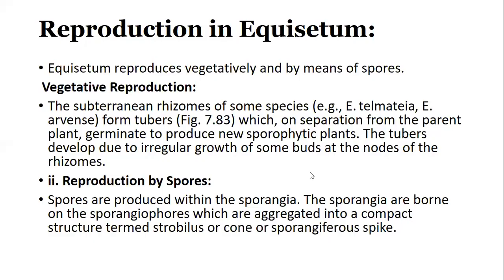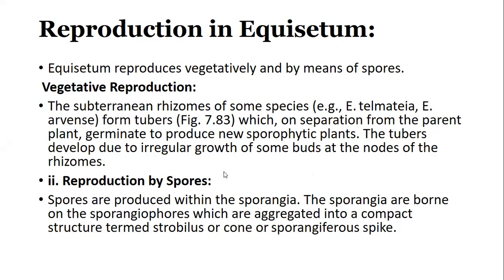This is about the vegetative structure, or the external morphology, of the Equisetum sporophyte. Now, moving on to the reproduction point of view, the vegetative reproduction of Equisetum is carried out with the help of the rhizome, which is present underground, or with the help of tubers, which develop on the rhizome at the nodal part.